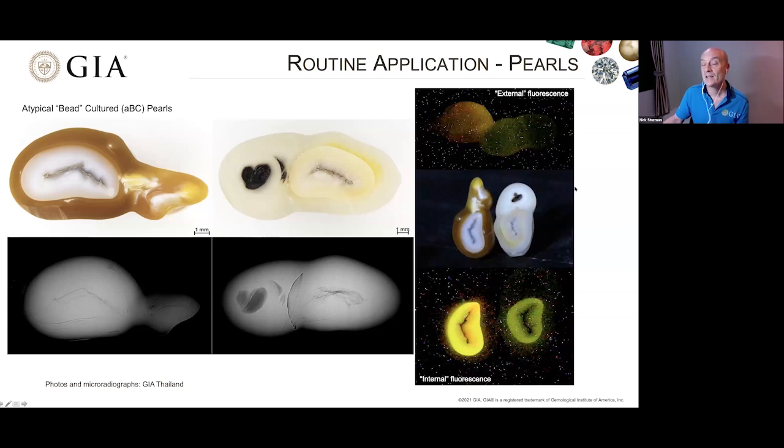And when we do the X-ray fluorescence externally, you would see here it's fairly strong fluorescence as you'd expect for freshwater. But when we cut the pearls in half, you could see that the fluorescence of the inner part where the freshwater nucleus is shows very strongly, but the saltwater disappears. There's no reaction, as you would expect.